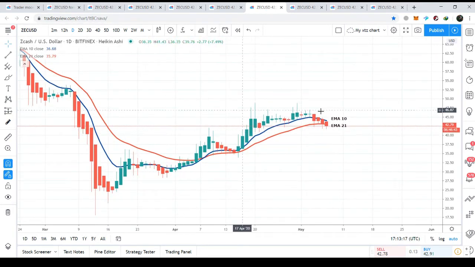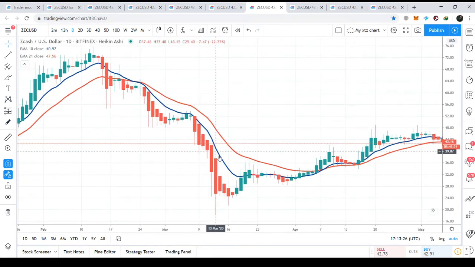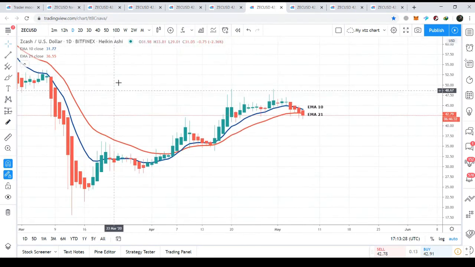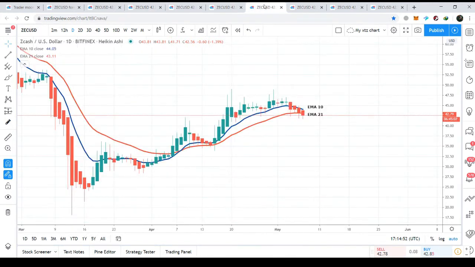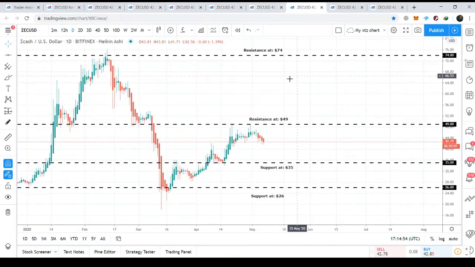And now I'm expecting the same death cross between these two EMAs, but I'm not expecting as much of a bearish rally as we witnessed in the month of March. However, it can help the price line to complete this final leg of this bad pattern from $37 up to $35. Now let's move on to watch the different resistance and support levels for the price action of Zcash.